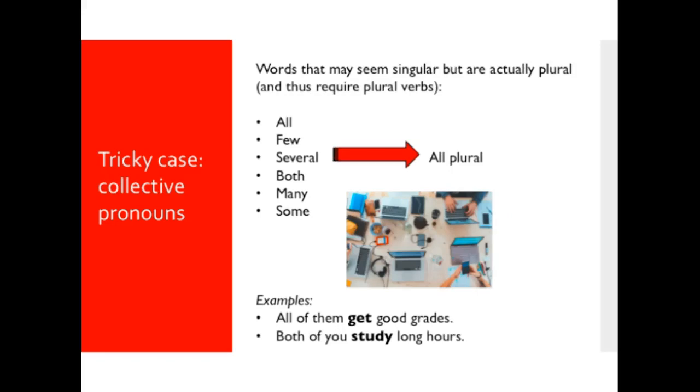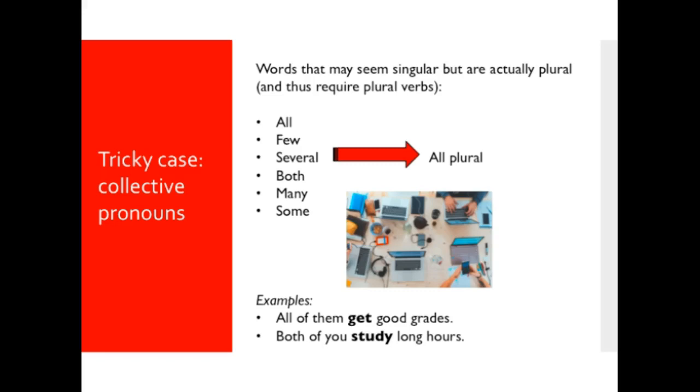And another tricky case is collective pronouns. So we just talked about indefinite pronouns. When we are using collective pronouns to refer to a set but unspecified amount of people or things or objects, these are all treated as plural nouns. So all, few, several, both, many, some, these all get plural verbs. So all of them get good grades. Both of you study long hours.